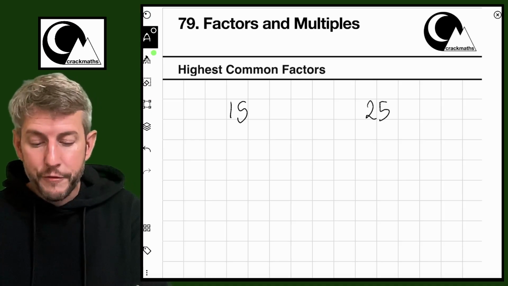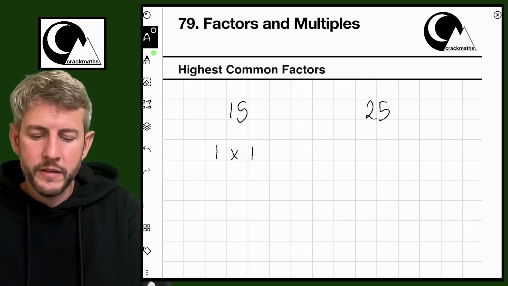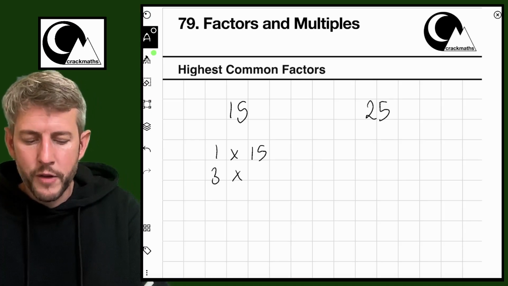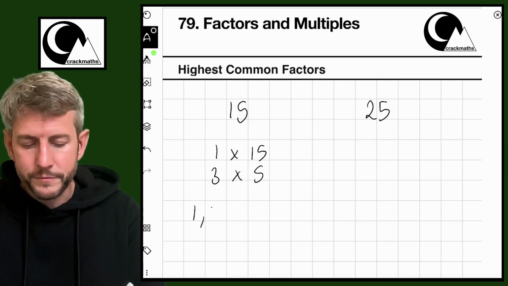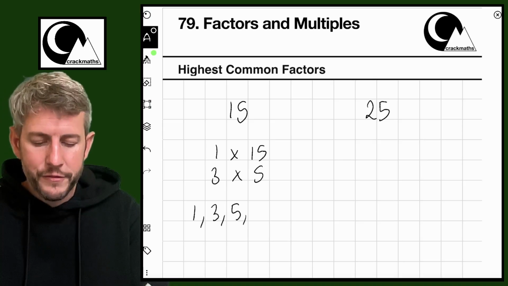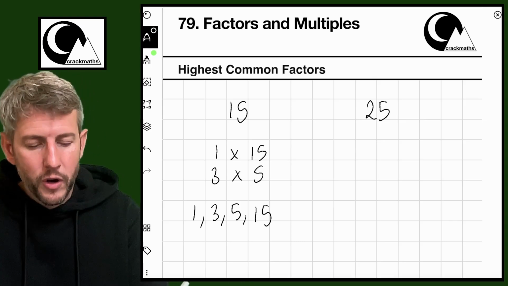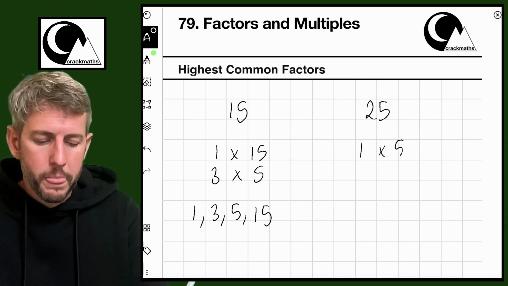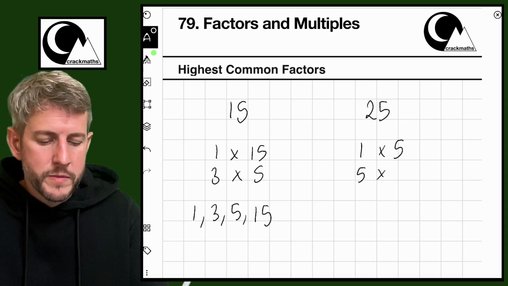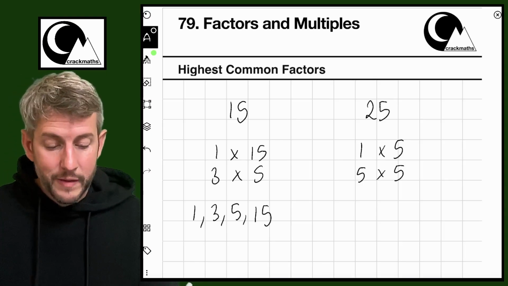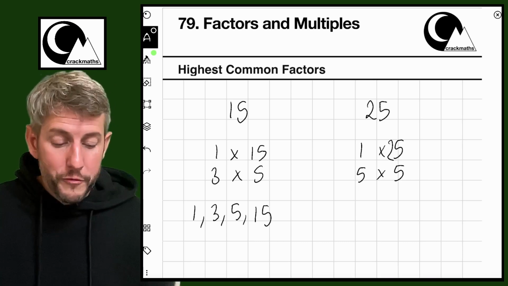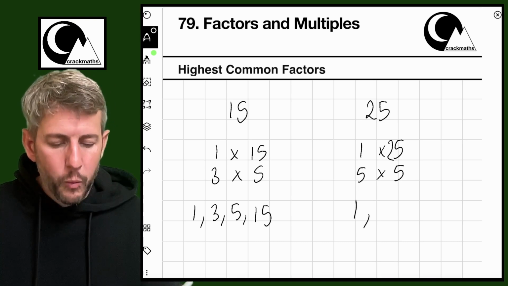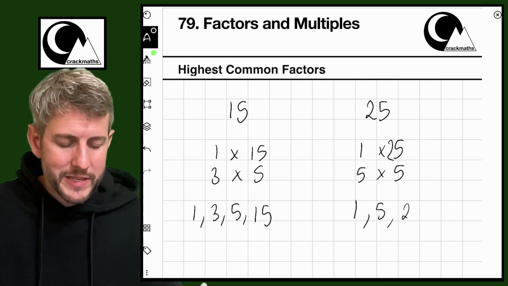Okay, so 15 is 1 times 15 and 3 times 5. So the factors for 15 are 1, 3, 5 and 15. For 25 we've got 1 times 25 and then we've got 5 times 5. So, oh, that was a 5. I just had 5s on the brain. Right, so what we've got here is the factors for 25 are 1, 5 and 25.